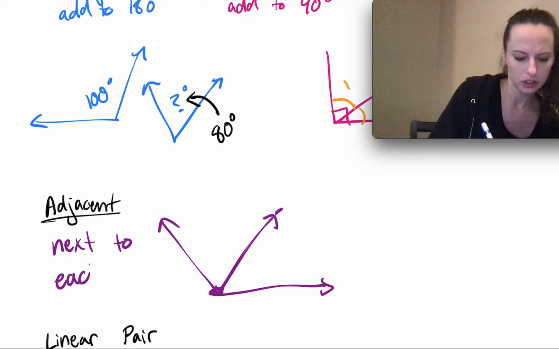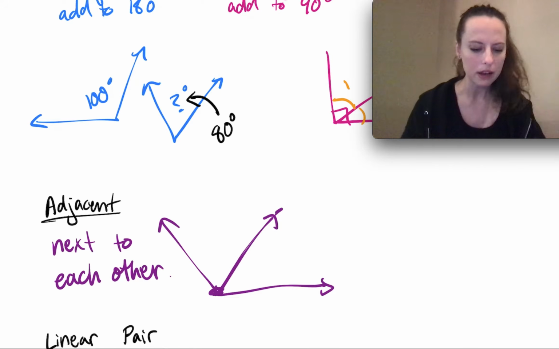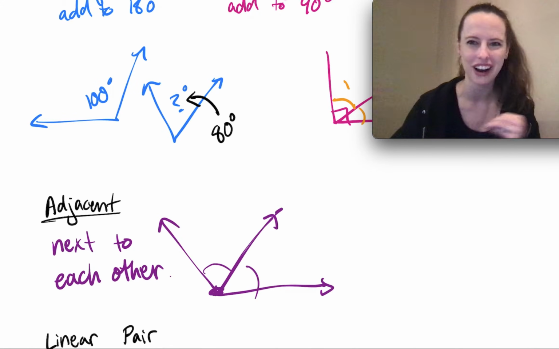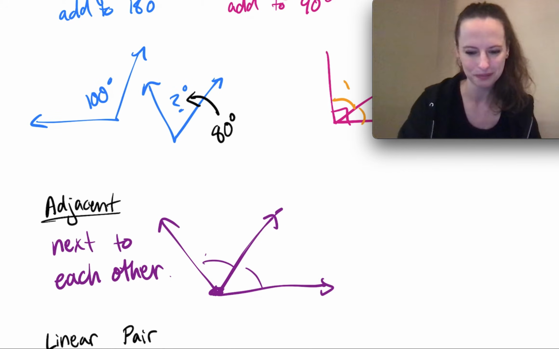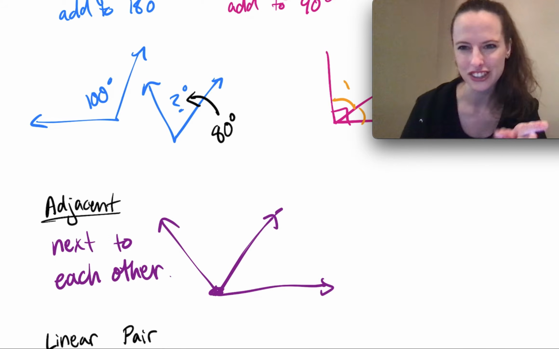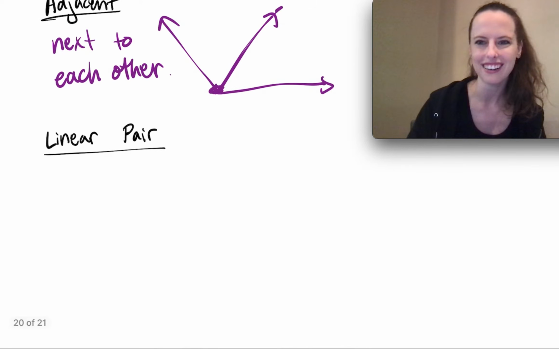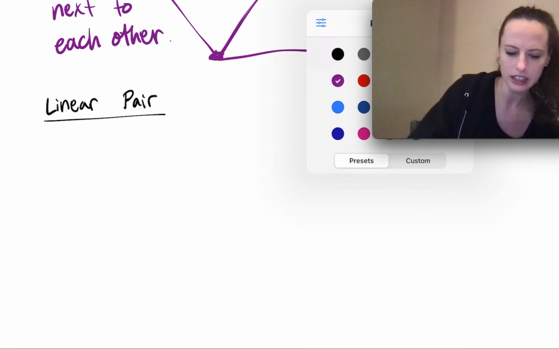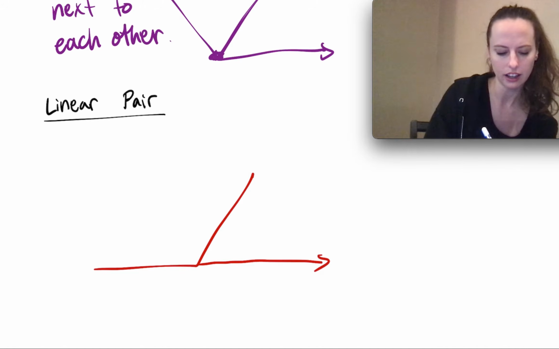All right, so next, we have, and by the way, these can be any size. They don't have to be supplementary. They don't have to be complementary, right? These are just two random angles I drew. Now, we do have a special kind of adjacent angles, and that's called a linear pair. So we get a linear pair when two adjacent angles that come together like this actually create a line.